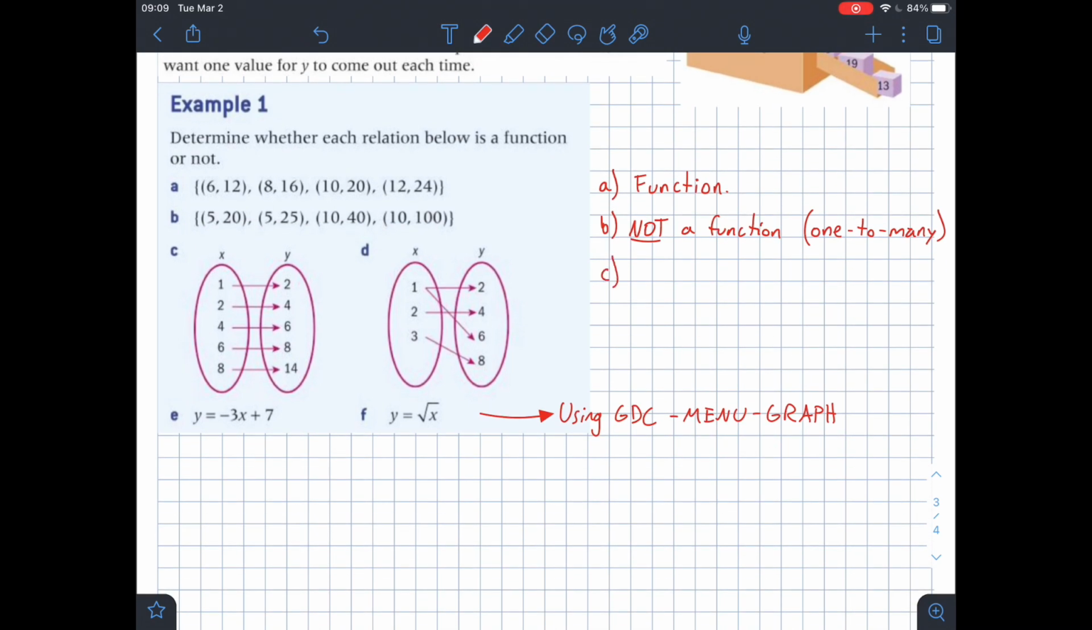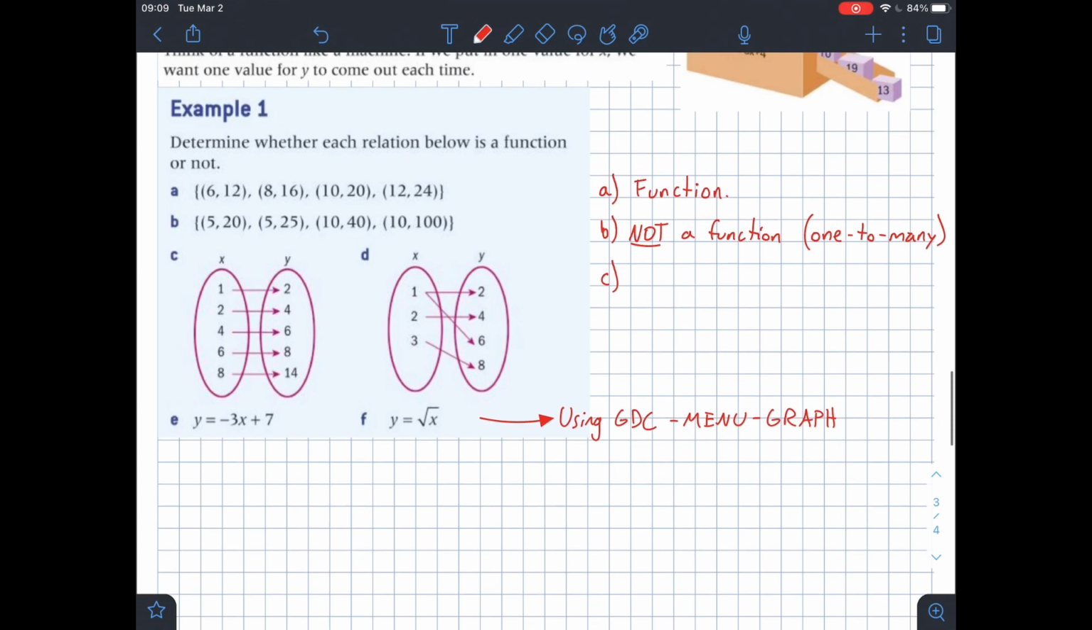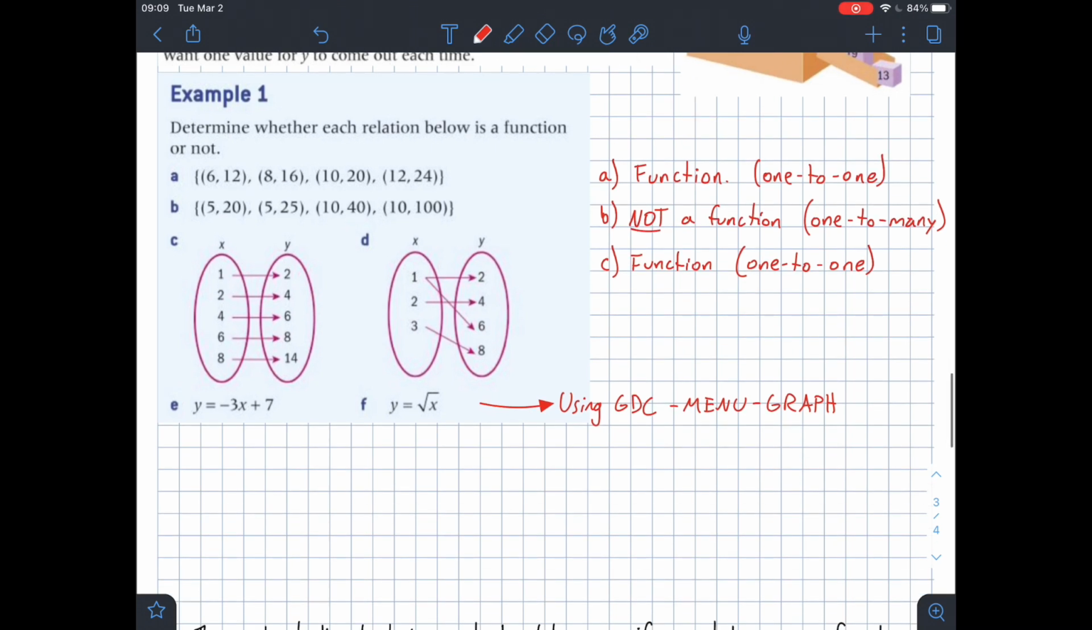Then, what about C? Let's look at the mapping diagram here. This is a function, right? Why? Because for each input, we have a unique output. It's a one-to-one relation, right? So it is a function. We can add here 1 to 1. In part A, this was also a one-to-one situation. 1 to 1. There.